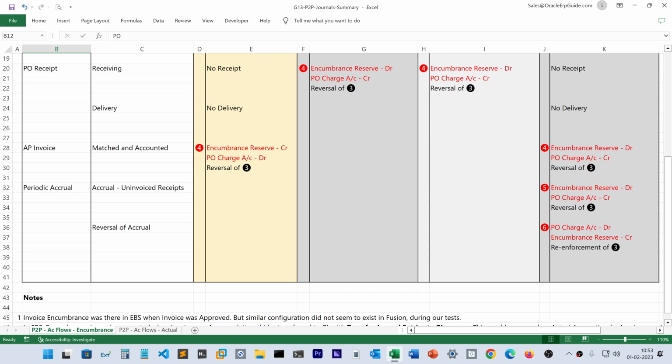Below that, this is periodic accrual. This flow has nothing to do with periodic accrual. We'll see when it comes to that. Now this is just about the encumbrance. Let us see the actual entries in the same flow. So let us go to actual.